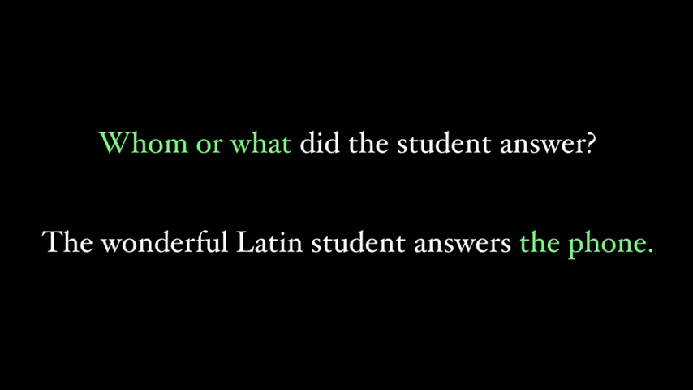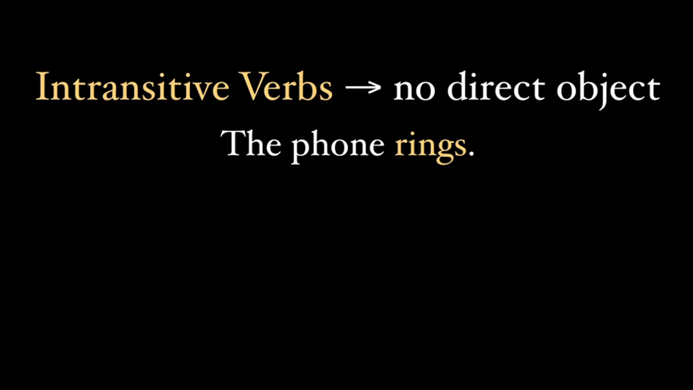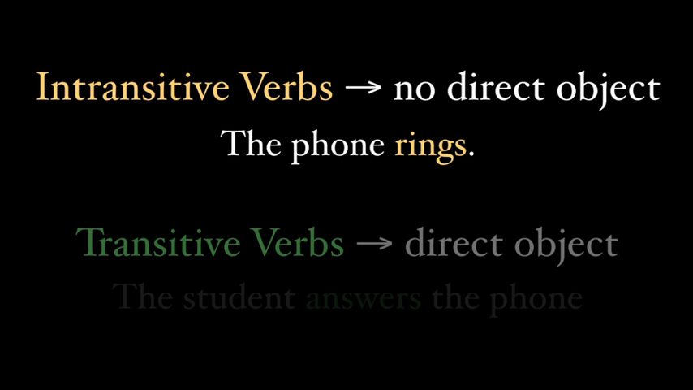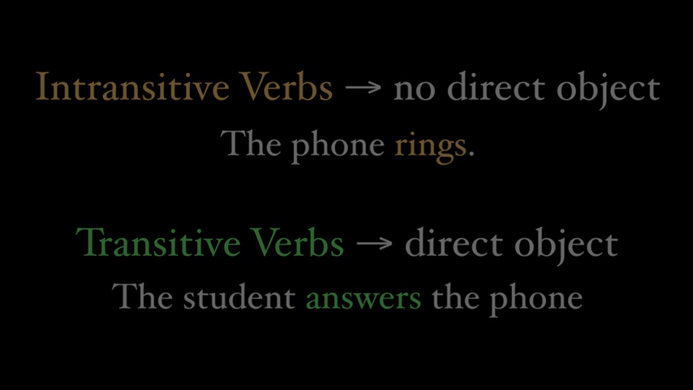We have a handy question formula too for finding direct objects. Whom or what? Insert subject and verb here. So whom or what did the student answer? The phone, and that's our direct object. Do you notice that intransitive verbs don't have direct objects, and that transitive verbs do have direct objects? That's the basic difference between these two types of verbs. They both have subjects, but transitive verbs have direct objects, while intransitive verbs do not.